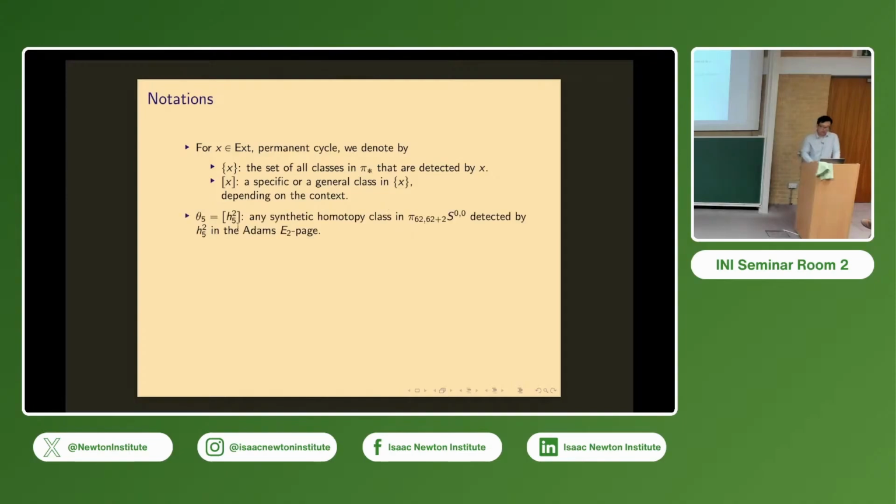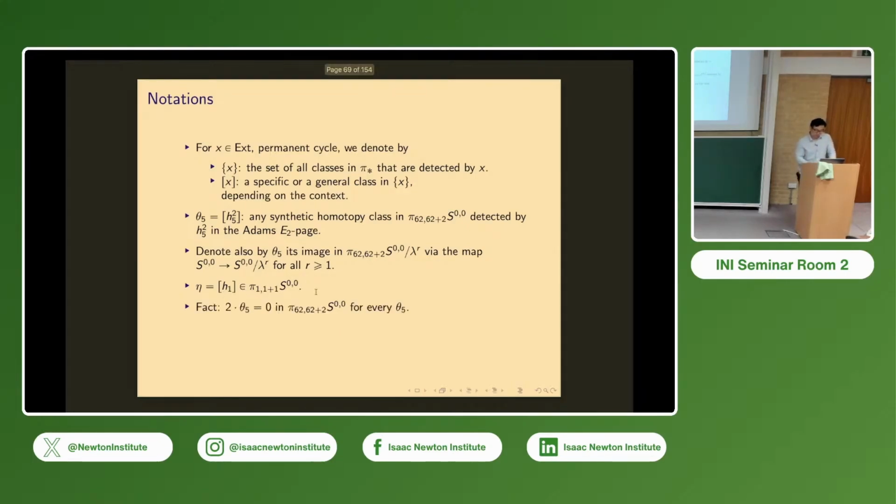Let's use theta 5 to denote a synthetic homotopy class detected by h5 squared that lives in this bidegree. And I'm going to abuse notation to denote also by theta 5 all its images in S mod lambda to the R. So eta will be the class not divisible by lambda, it's just detected by H1. And there's the fact that all the theta 5 in dimension 62 synthetically have order 2.